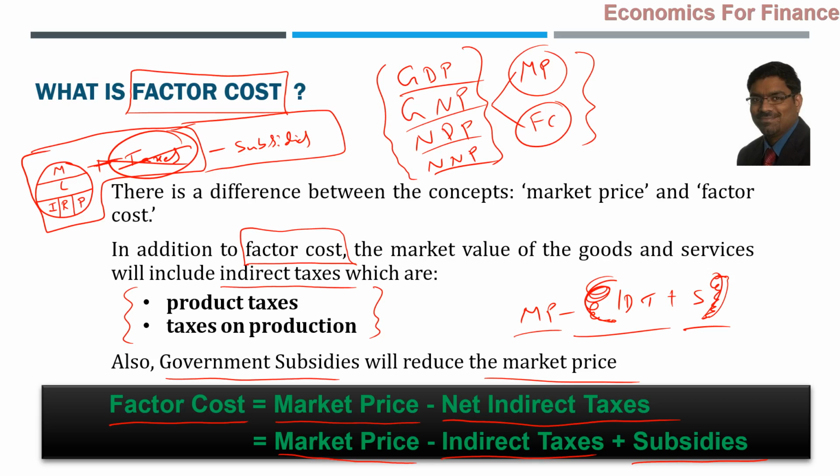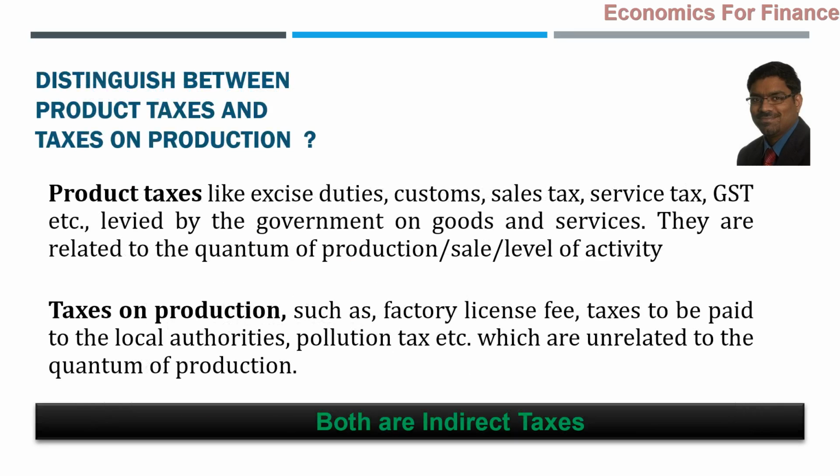Then what is the difference between product taxes and taxes on production? Important question. Distinguish between product taxes and taxes on production. Product taxes simply are those type of indirect taxes, naturally, like excise duties, though excise duty is not there on most of the commodities in India. Already GST has replaced it, but still there are some goods on which excise duty still exists. So those places, excise duties, customs, sales tax, service tax is not there anymore. Only, for example, GST is the biggest example of product taxes levied by government on the goods and services. GST itself, the name itself indicates goods and services tax.